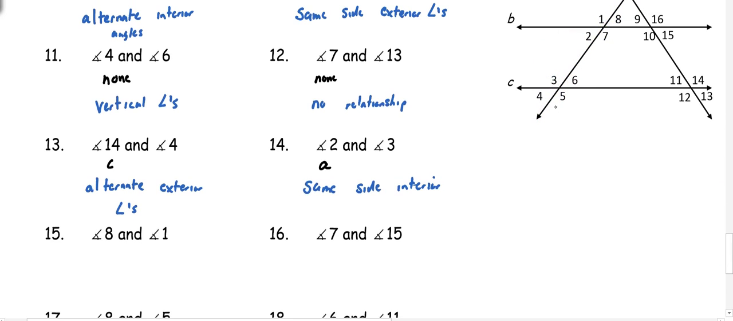Number 15, angle 8 and angle 1. So angle 8 and angle 1 are in the same group again, which means they can only be a linear pair or vertical. But because they're next to each other, they form a straight line, so they have to be a linear pair. So they have no transversal, and they are a linear pair.